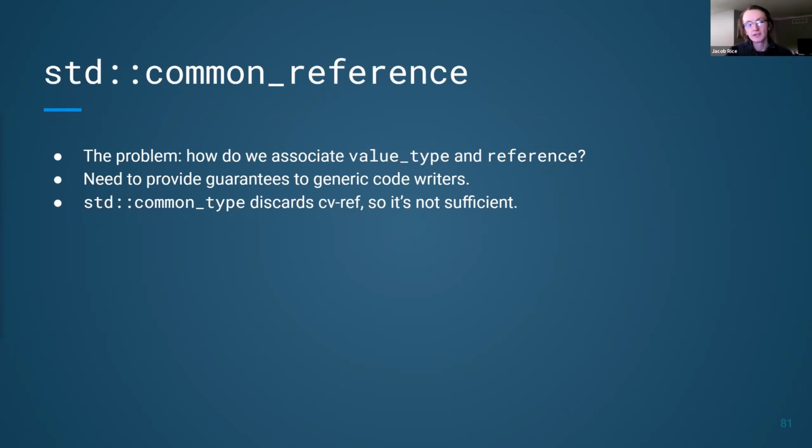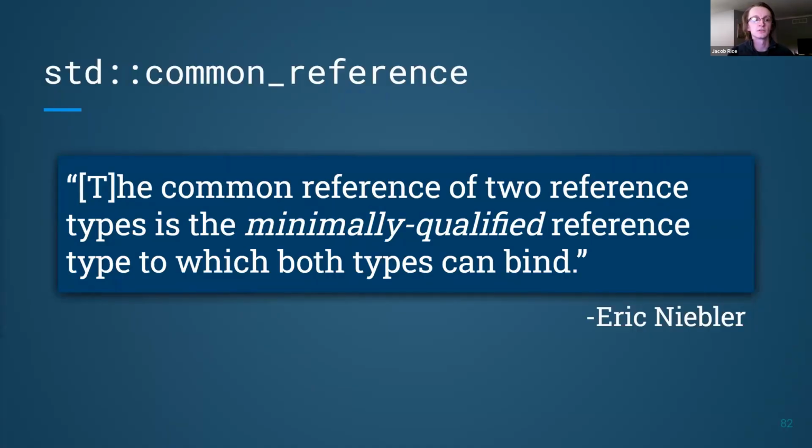There is a way in the standard of associating different types with each other, common_type, and that'll do things like the common type of int and double is double because both of them can be cast to double. That's fine, right? Unfortunately, it discards const, volatile, and reference, so it's not sufficient for what we need because we need to be much more specific in our iterators. So a common reference was introduced, and the common reference between two reference types is the minimally qualified reference type to which both types can bind.